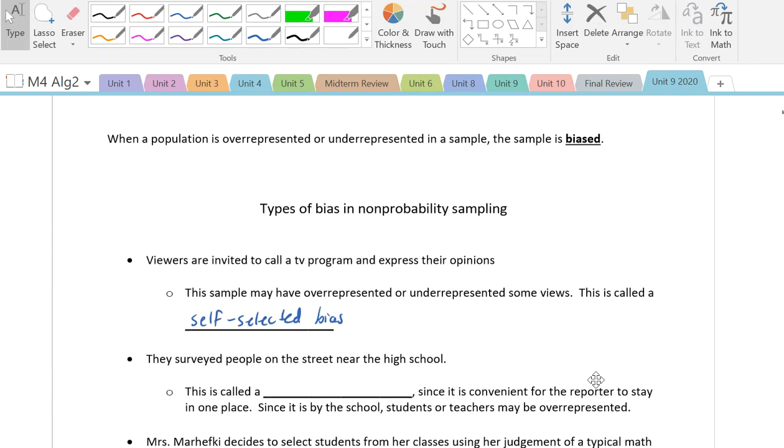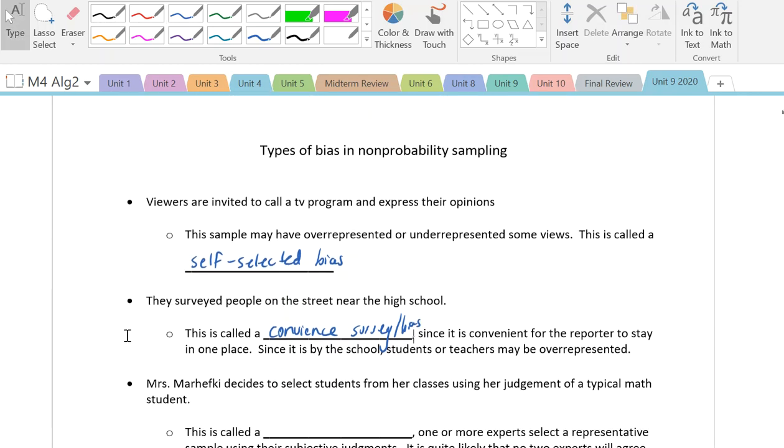Next one, they surveyed people on the street near the high school. This is called a convenience survey or convenience bias, since it's convenient for the reporter to stay in one place. Since it's near the school, students or teachers might be overrepresented.